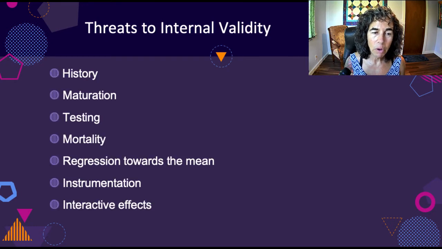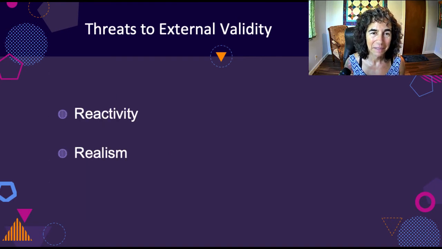Threats. There are a whole bunch of threats to internal validity. And I'm going to have you have a look at them in the presenter notes and also in your readings. Please bring your questions to class. Threats to external validity. There's two, reactivity and realism.